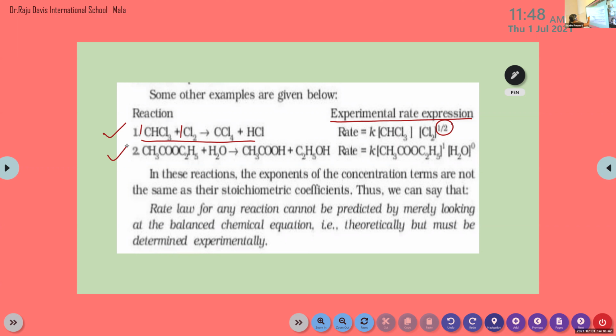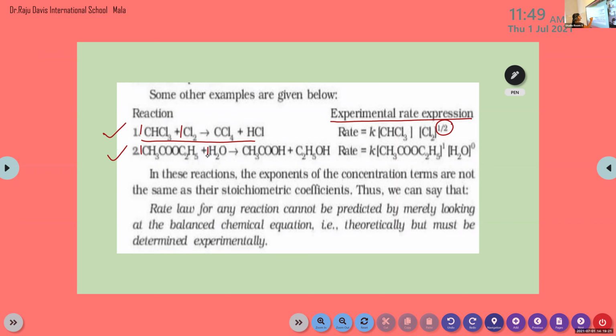Here CH3COOC2H5, plus H2O giving CH3COOH plus C2H5OH. Here the coefficient is 1, here it is 1. But in the case of the experimental rate expression, the concentration of the first term is raised to the power n and the concentration of the next term has its power equal to 0. So in this case also the stoichiometric coefficient is not equal to the power in the rate equation.